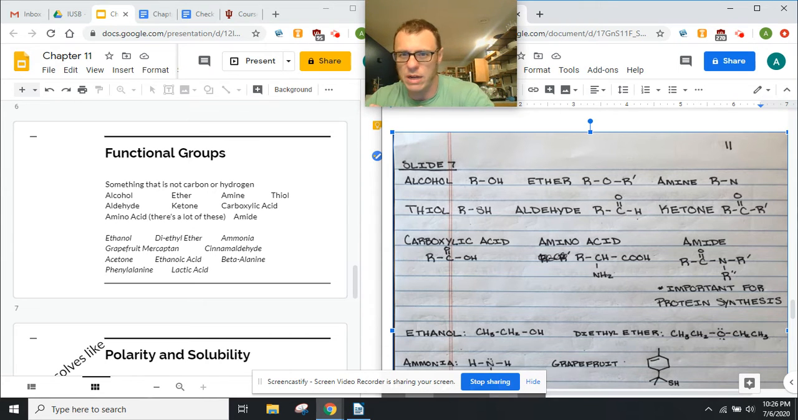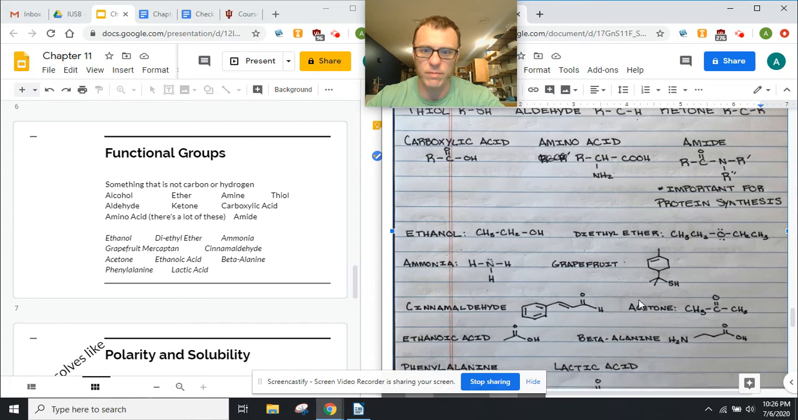So we're starting to get a little more complicated. And then amides are carbon chain, then carbon double bonded to oxygen, and this carbon's bonded to a nitrogen, which has an R group and an R prime group, and that is really important for protein synthesis. Like that's how they're put together.